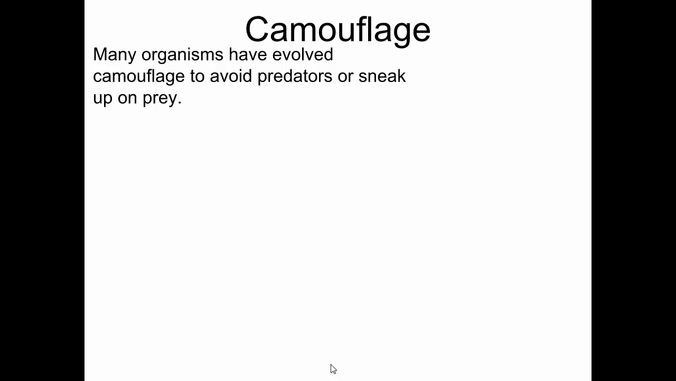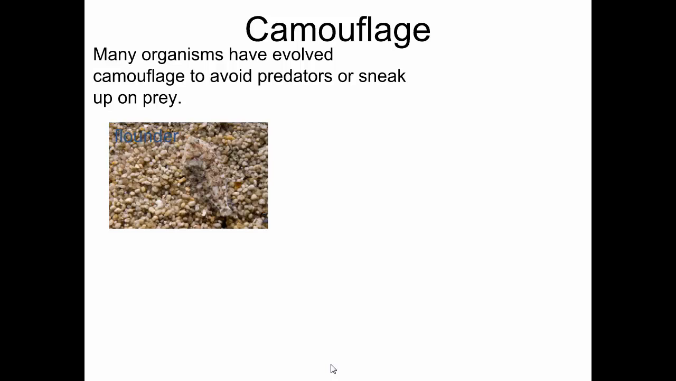Many organisms have evolved to have camouflage coloration. What's the purpose of camouflage? Gavin? Or the birds to not catch away from. So it helps you avoid predators because you blend in with your environment. Or sometimes it helps you blend in so you could sneak up on your prey.